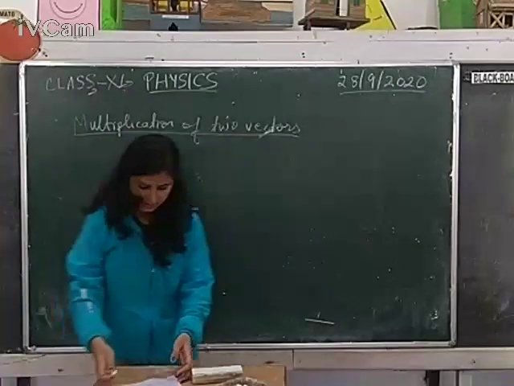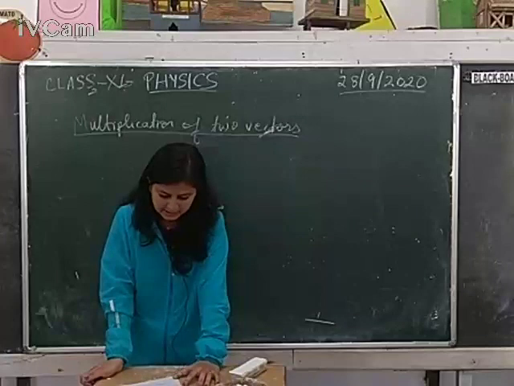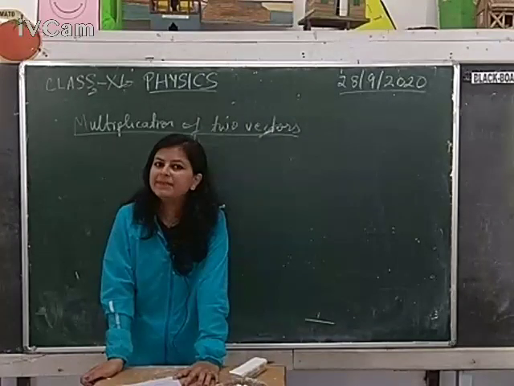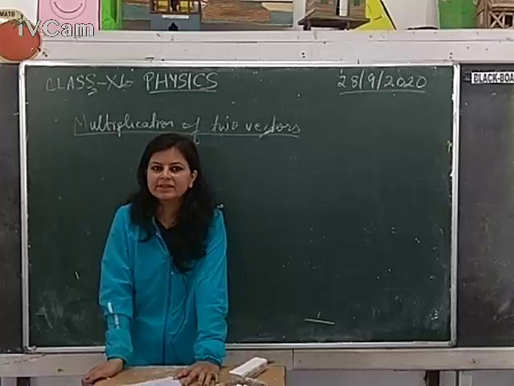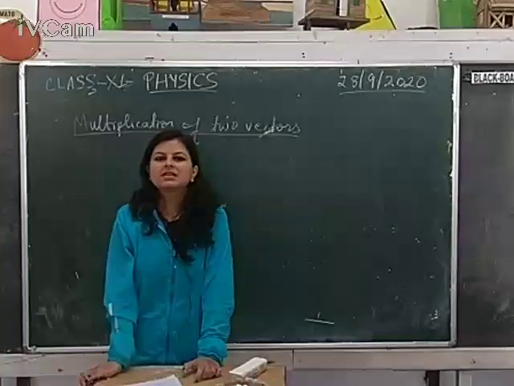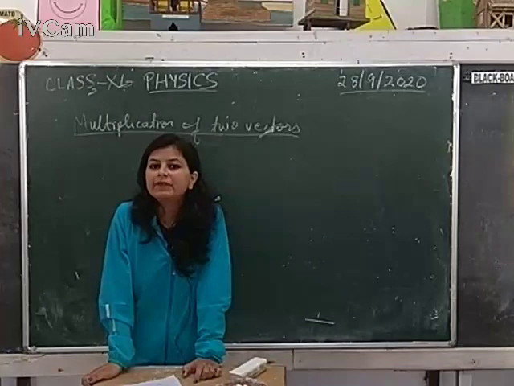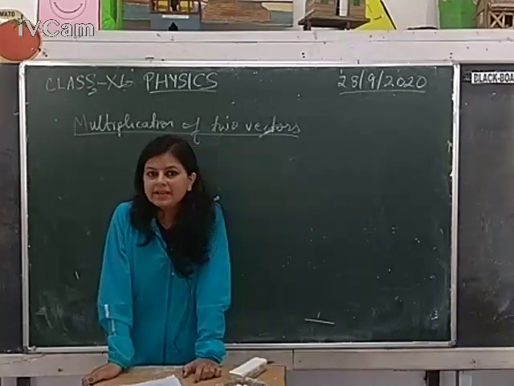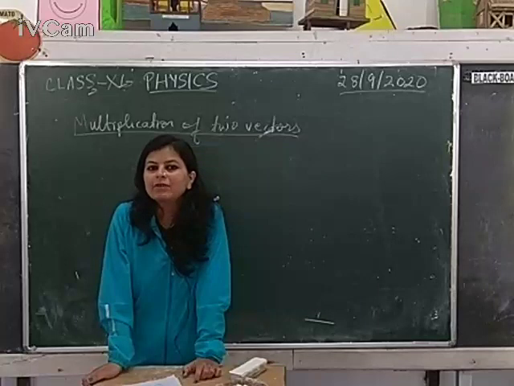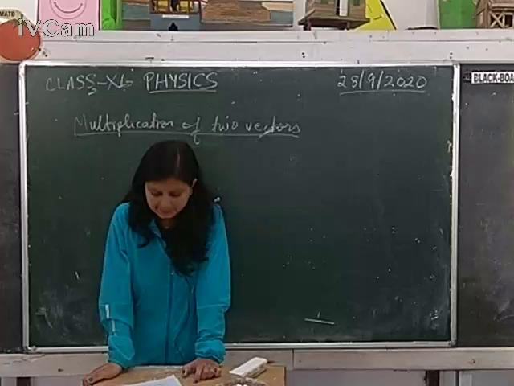As I told you, it can't be done using a simple algebraic method. The product of two vectors may be a scalar or it may be a vector. If you multiply two vector quantities, the final physical quantity you get may be a scalar quantity or a vector quantity. So depending on the final product, we are going to do either a scalar multiplication or a vector multiplication.